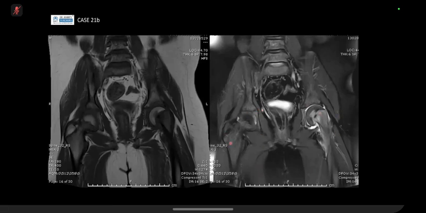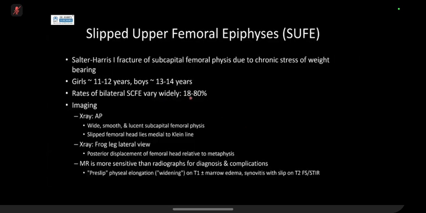And I can't remember what percentage of it is bilateral. It might be in the next slide. Yep, so 18 to 80%. Often we call it a Salter-Harris 1 fracture, because it's through the physeal growth plate or the physis. And there are chronic stress or weight bearing. Often it's in children who are a bit bigger, higher BMI.